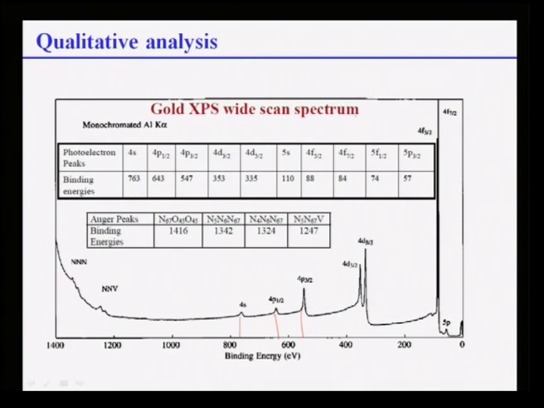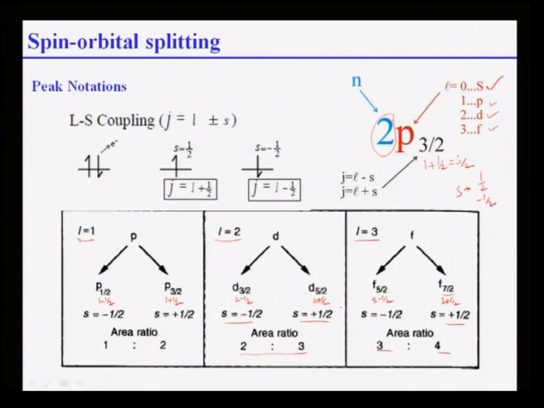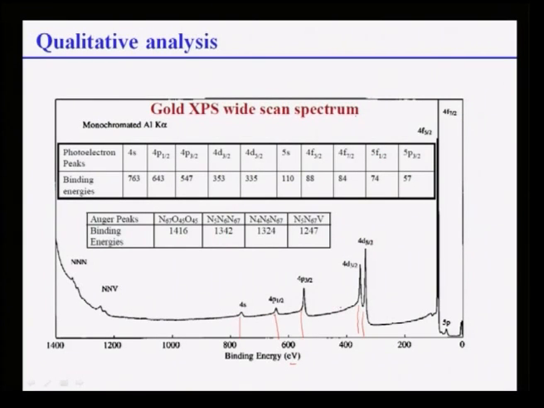Then for 4d, you have 3/2, that is down spin. This d corresponds to L equal to 2, therefore 2 minus half is 3/2. This is coming around 353 electron volts binding energy, and 5/2 will come at 335. They are very close by. The area ratio is about 2:3.